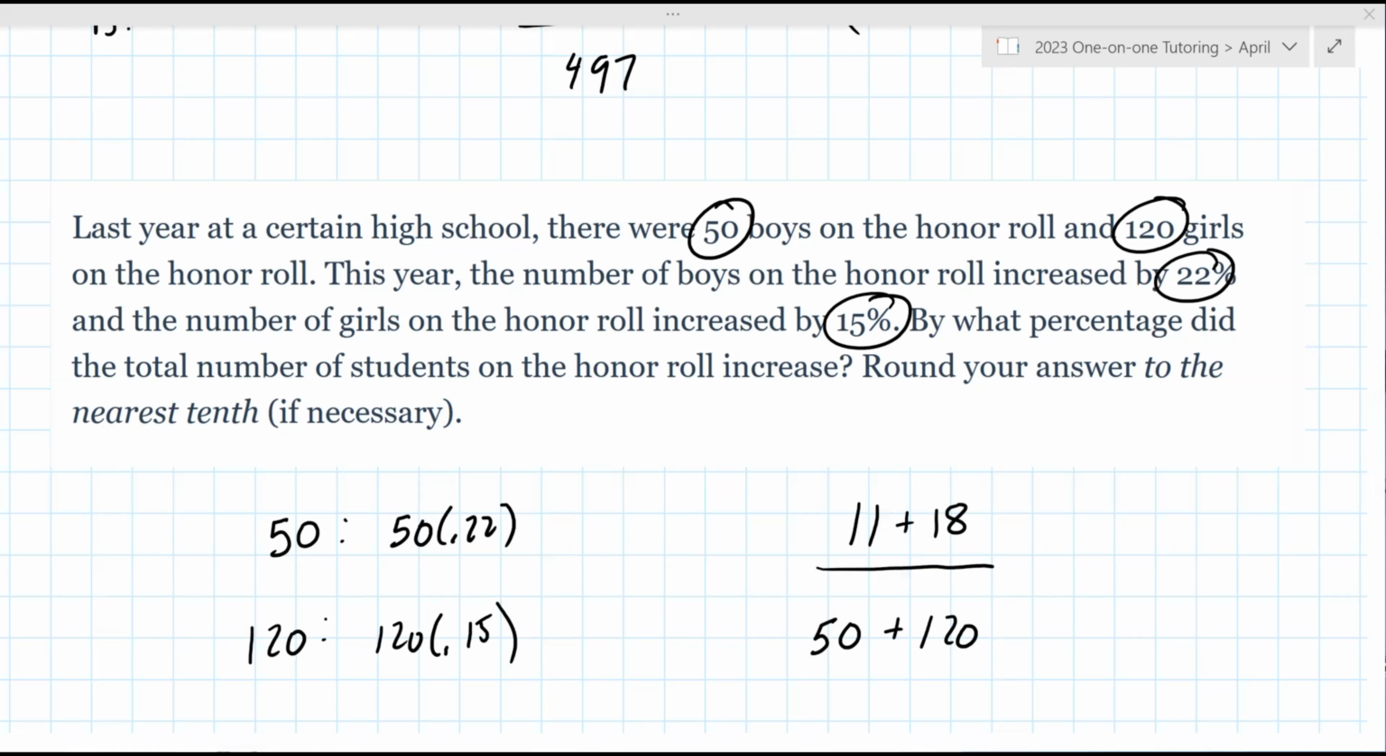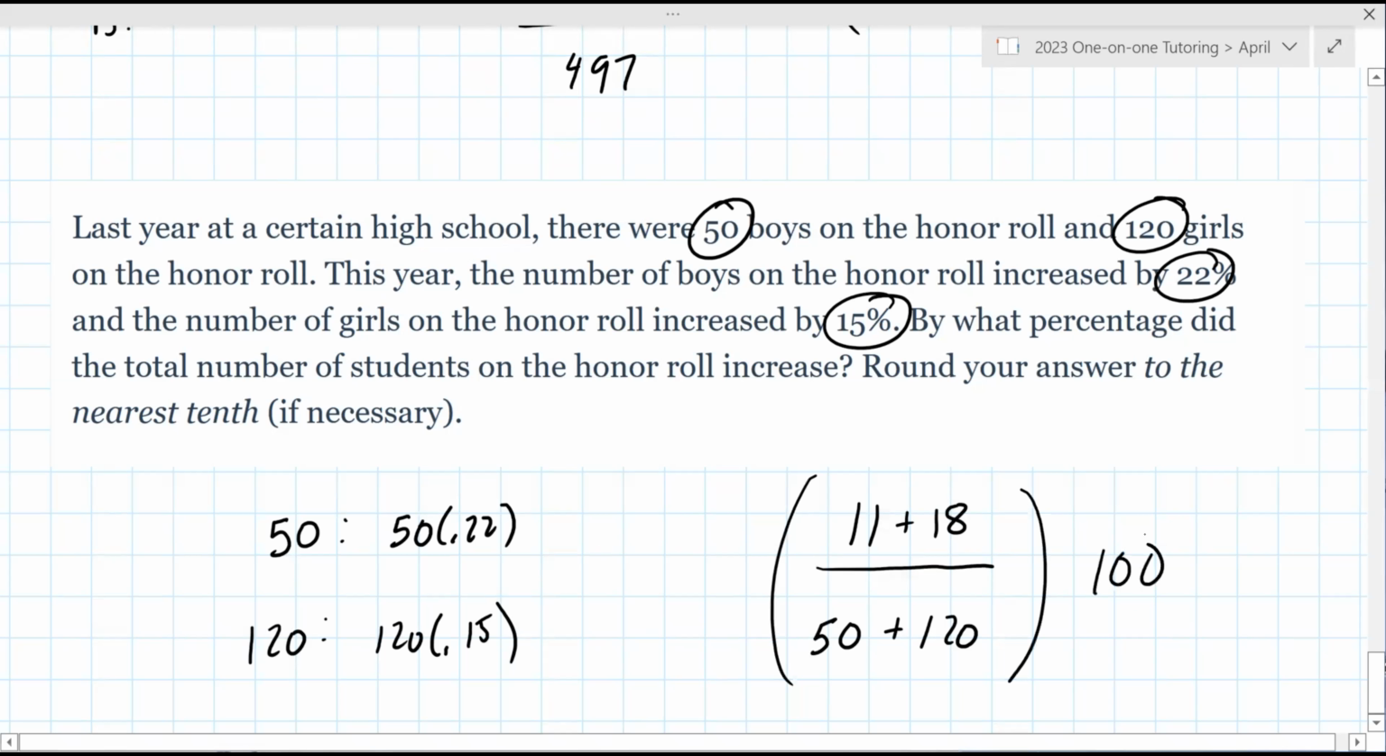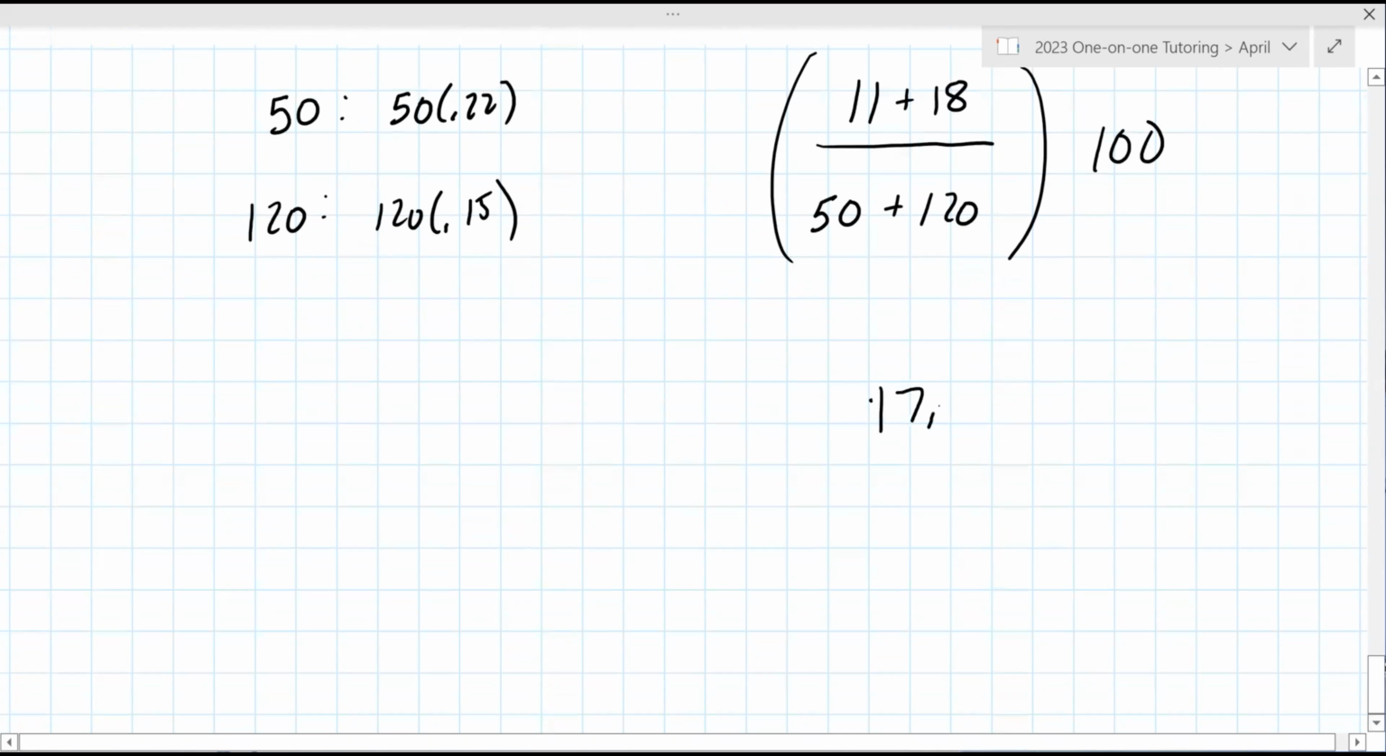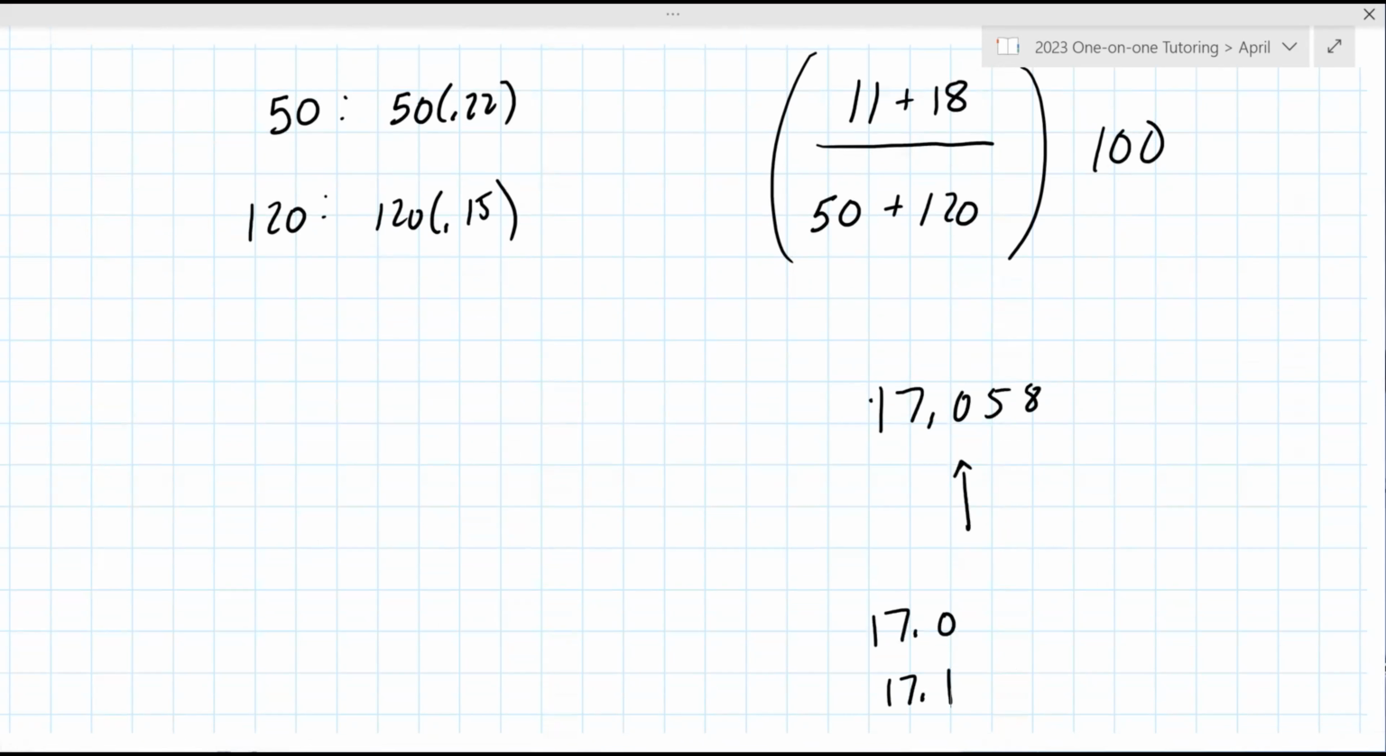Okay, I messed up part of it. 0.17. Yeah, but you're going to have to multiply by 100. Don't forget to, because it's a decimal, and you got to multiply by that. And so this one, when you get the number there, you're going to see 17.058. Okay. Well, since you're rounding to the nearest tenth, is it 17.0 or 17.1? 17.1. Yes. Good.